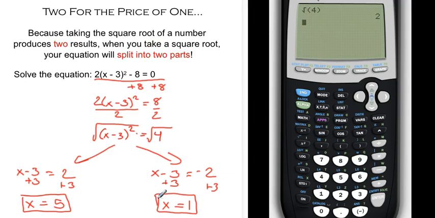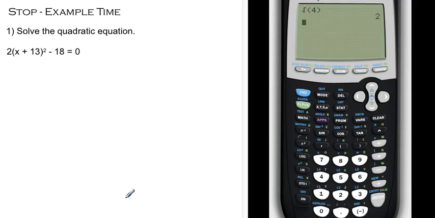So again, just to oversimplify, undo the part that's added or subtracted at the end, k. Undo multiplying by this number. Then take your square root, which splits it into two possibilities. It could be the positive square root or the negative square root. And then undo whatever's inside the parentheses last, and we have our two answers. So let's look at a couple of example problems to make sure we're on top of this.